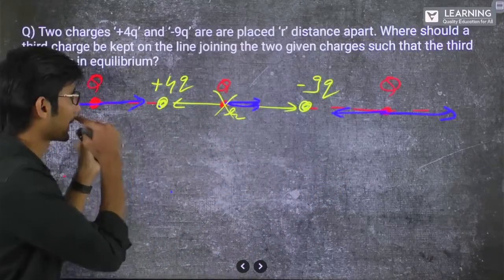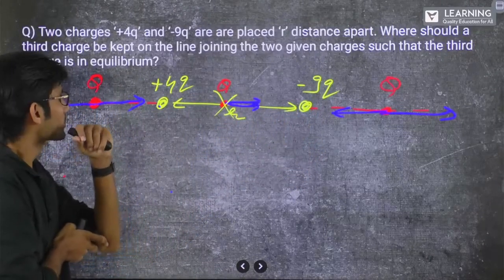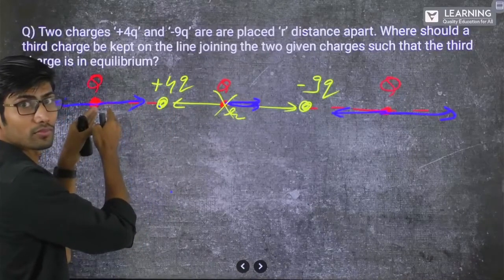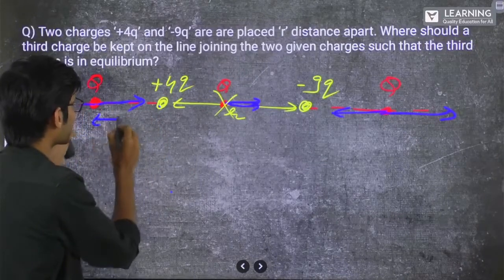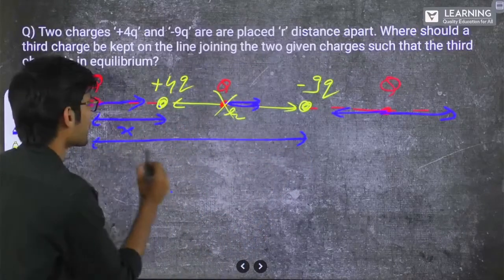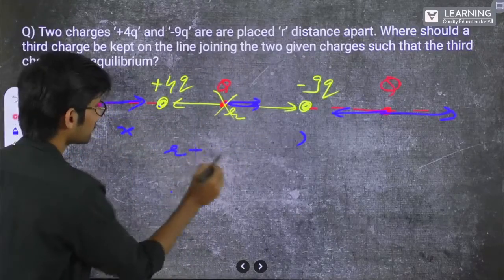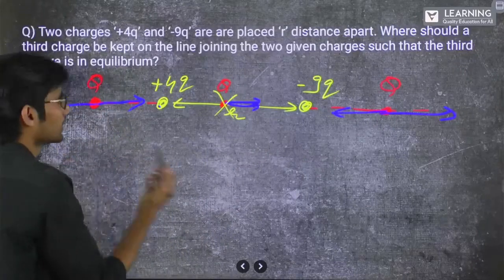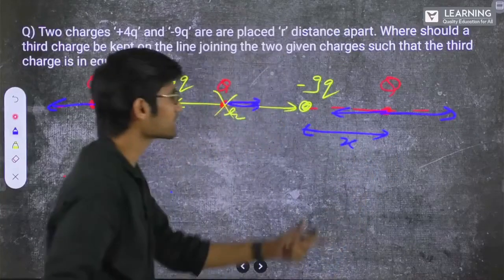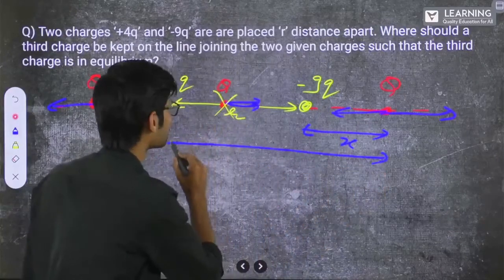Here, if you see, this is a small charge, this is a big charge. Correct? Now due to this charge, the force on this charge, if I consider this distance x, this entire distance will be r plus x. Or let's first go that side. Two possibilities are there. You can start solving for both. If I consider this distance as x, that this is kept at x distance from this minus 9q, this distance will be r plus x.